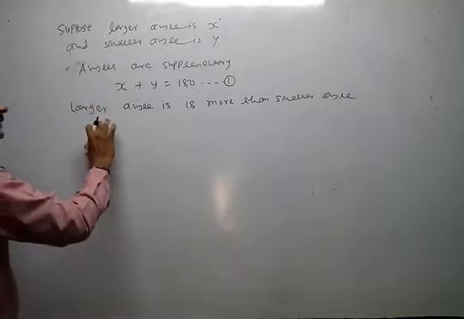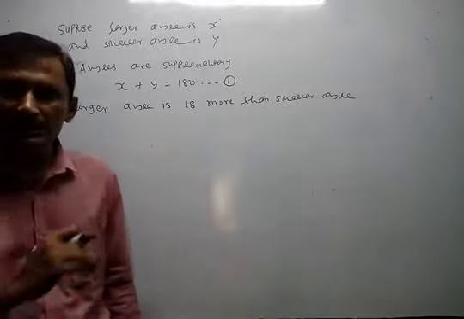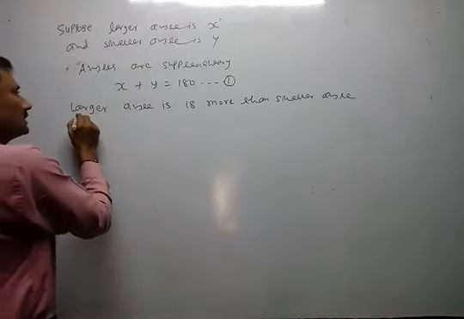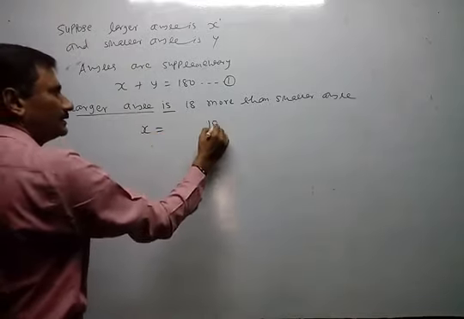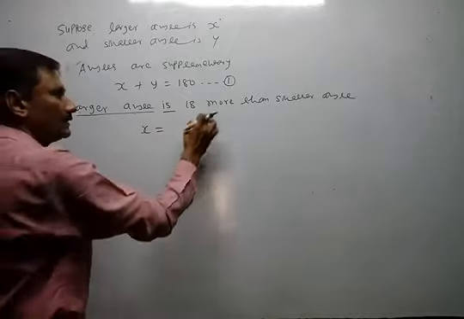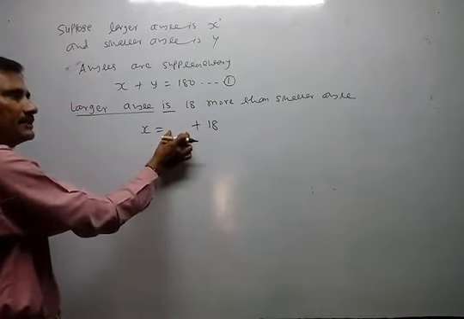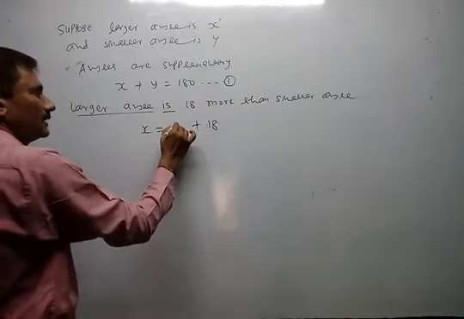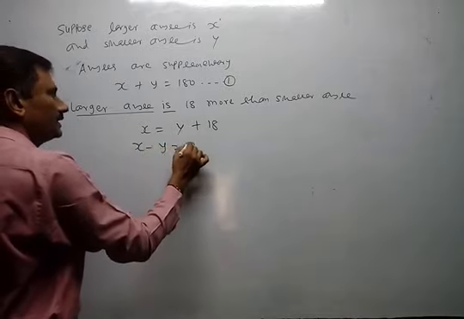If you don't know how to make the statement in a single step, then read part by part. Larger angle, so x is equal to 18. More means plus, less than means minus, and more than 18 more. So keep space here also. 18 more than what? Smaller angle. So x minus y equals 18.